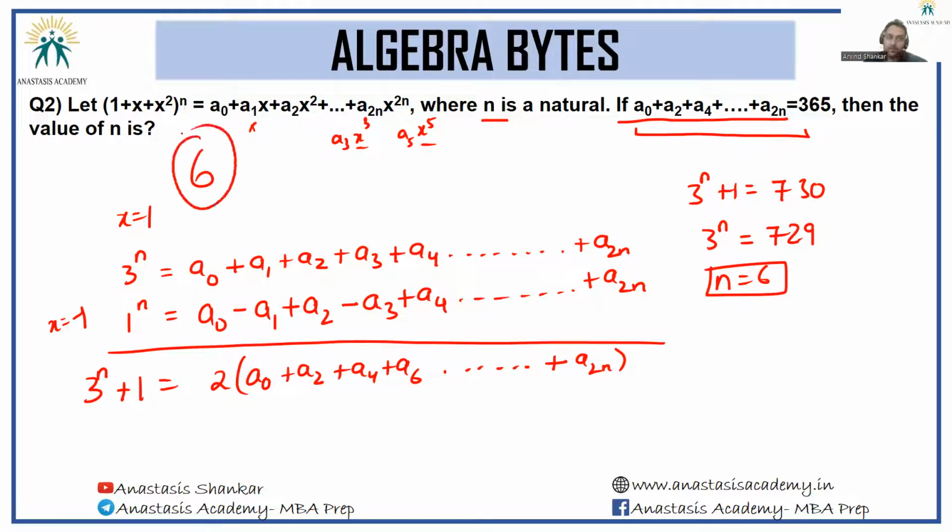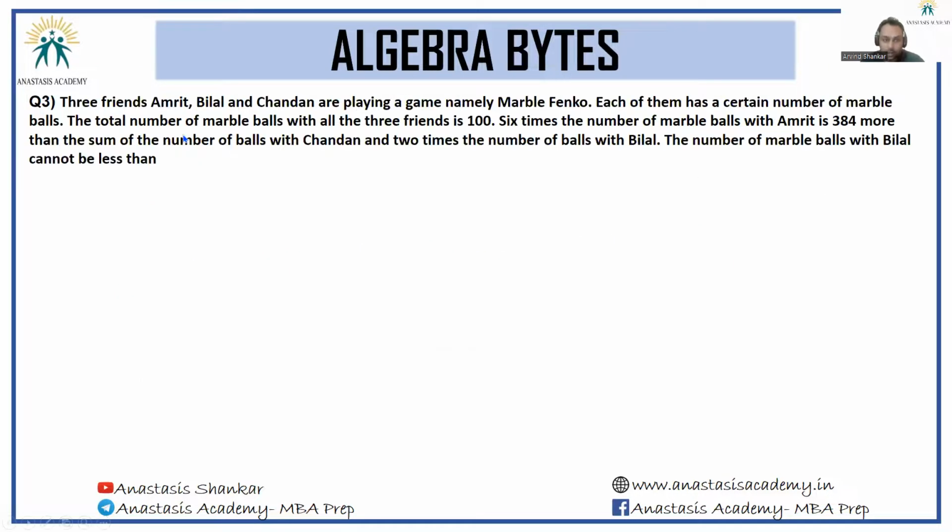and new value of n is 6. Next question. Three friends, Amrit, Bilal, and Chandan, are playing a game, namely Marble Phenko. Each of them has a certain number of marble balls. The total number of marble balls with all the three friends is 100.